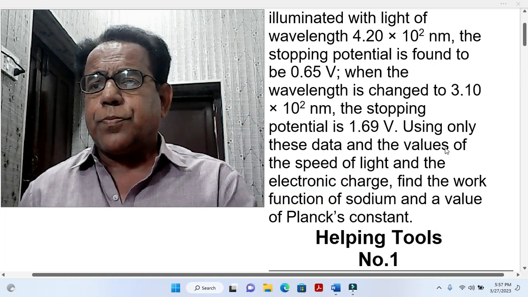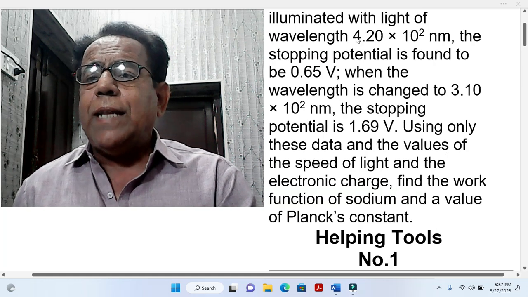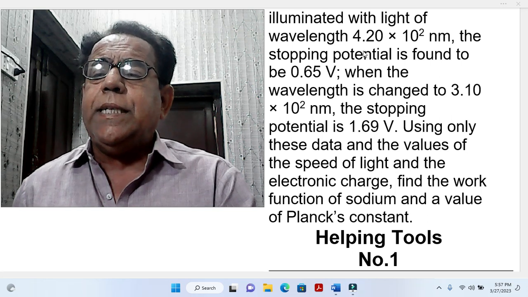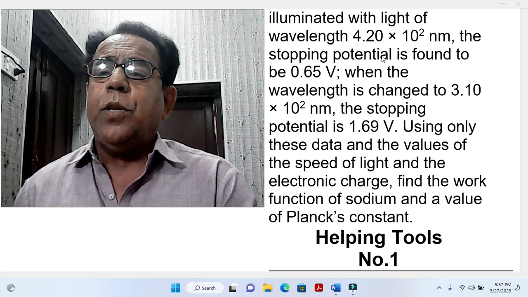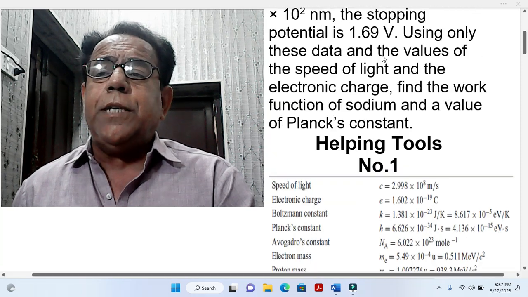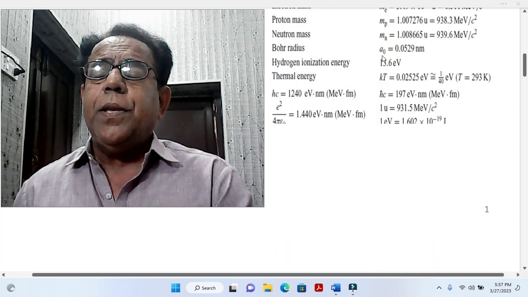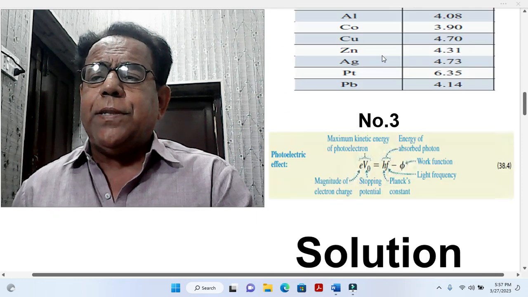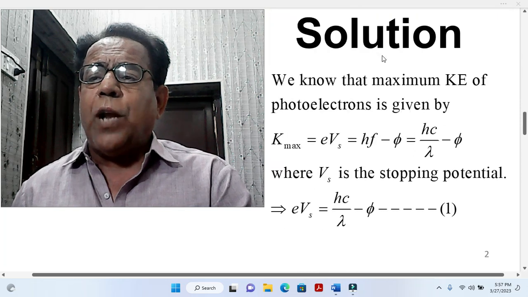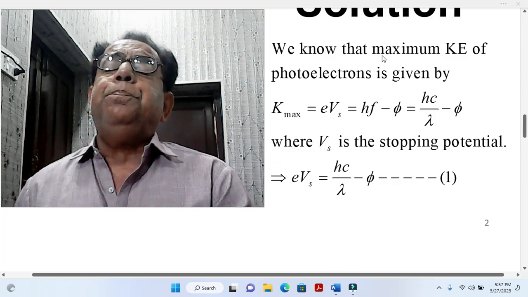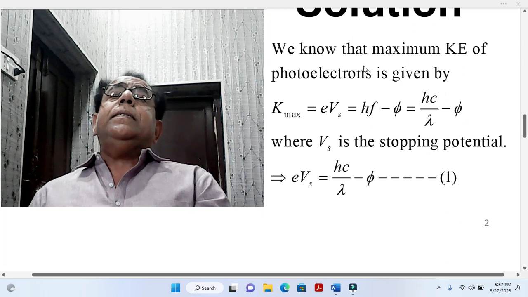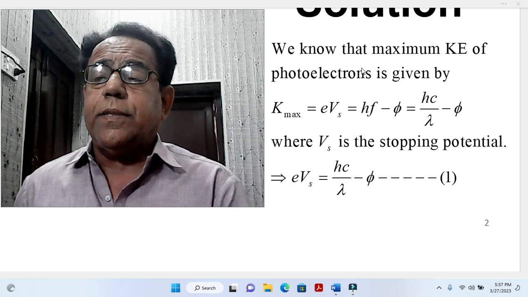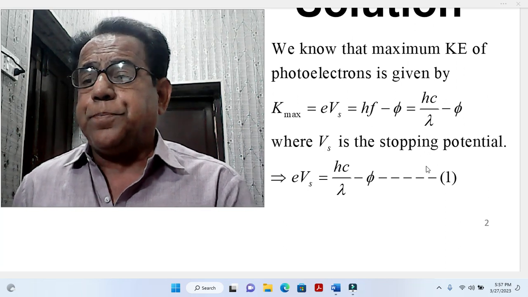One wavelength and one stopping potential. Both these values are given twice. That is to say, we have been provided with two sets of values. So this is the main equation which we are required to follow, and we will put one by one these two sets of quantities in this equation, equation number 1.